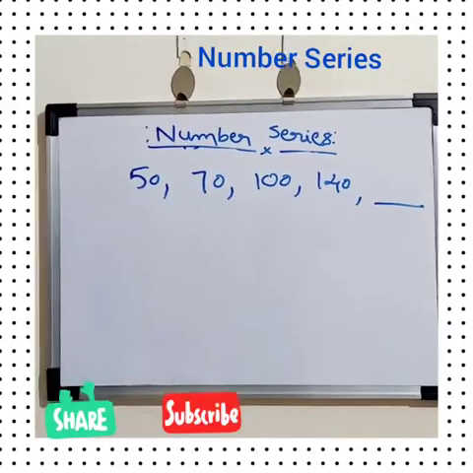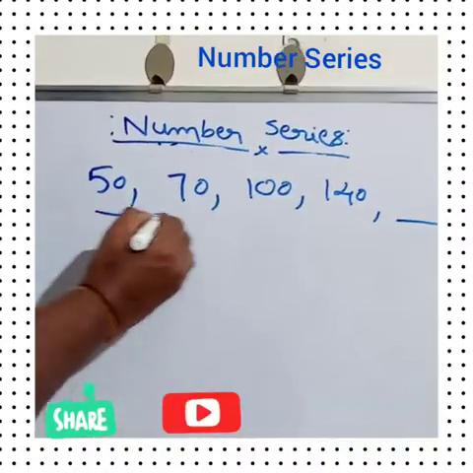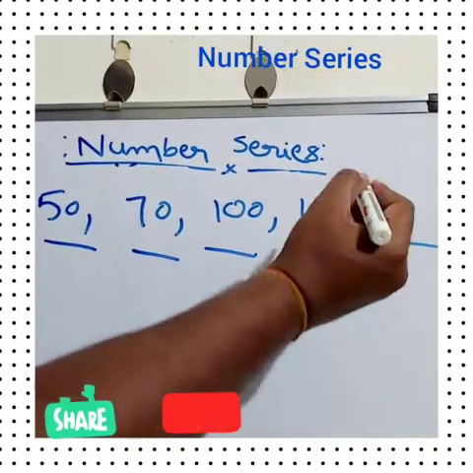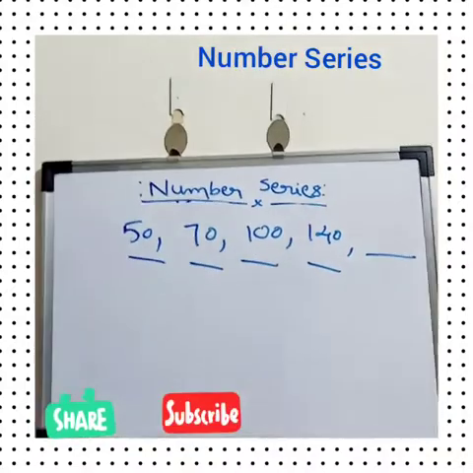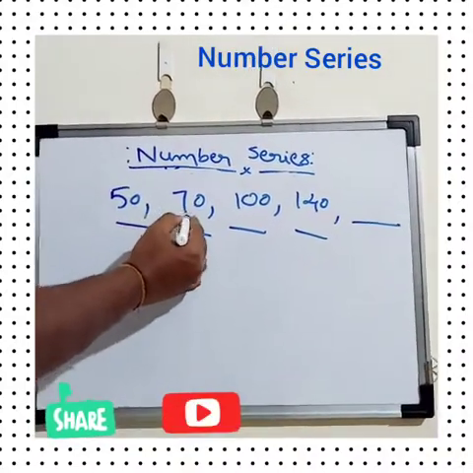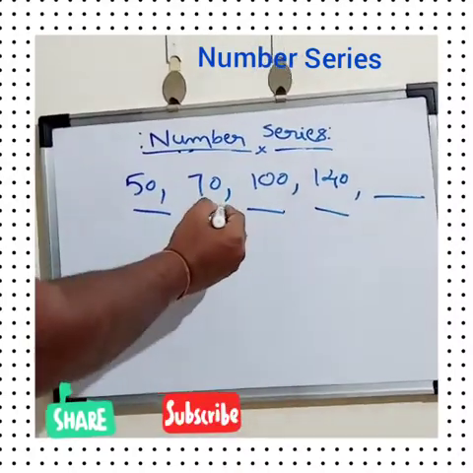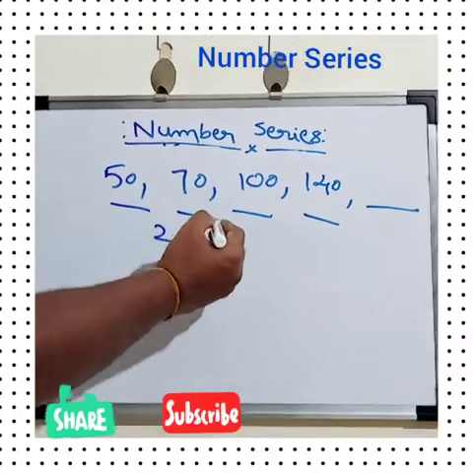We'll see one more problem. Here the numbers given are 50, 70, 100 and 140. We need to find this unknown number. So again, observe the logic. The difference between 70 and 50 is what? 20. And the difference between 100 and 70 is what?